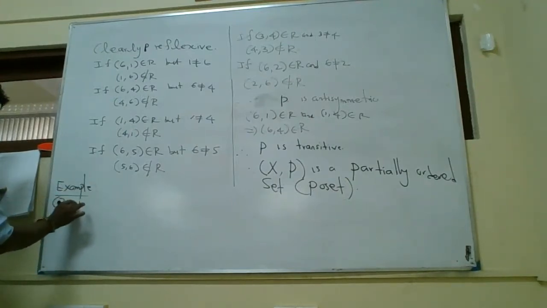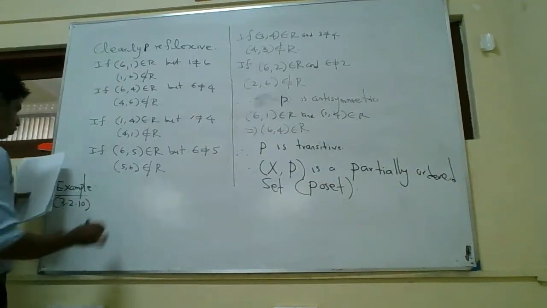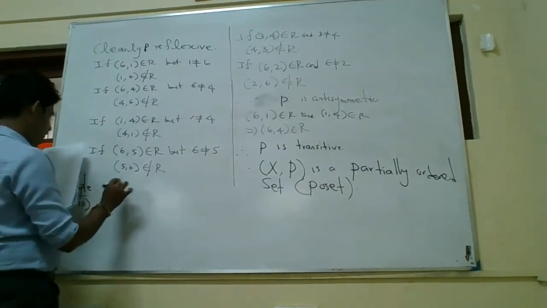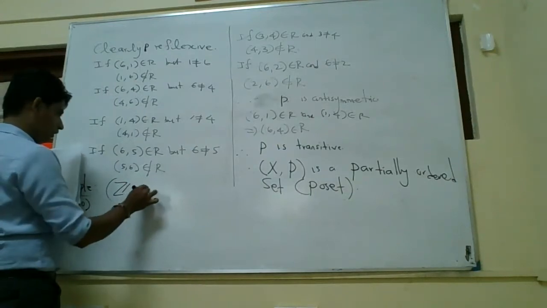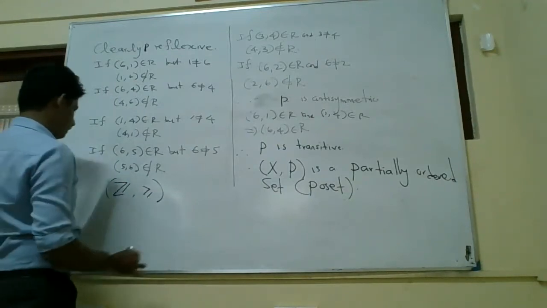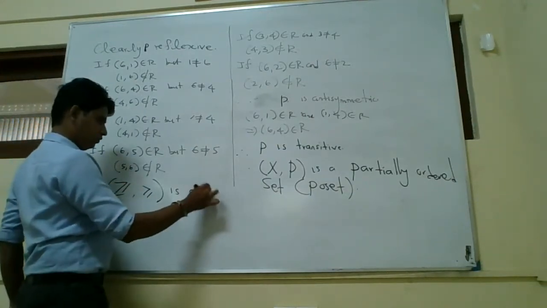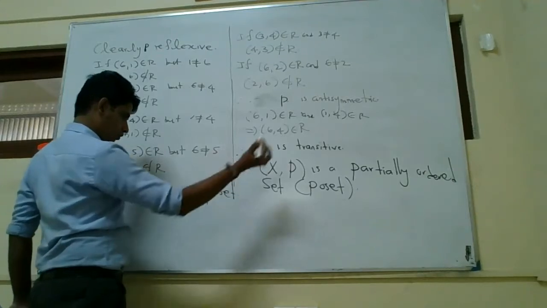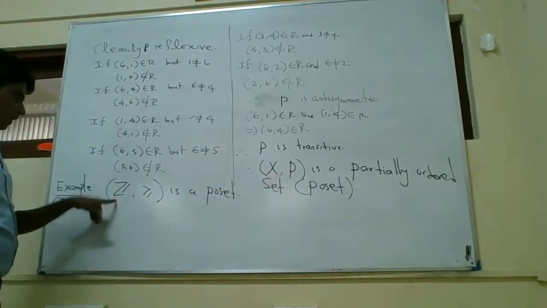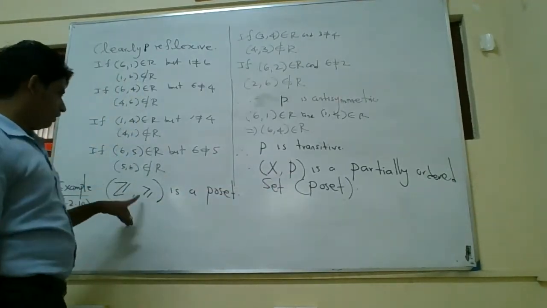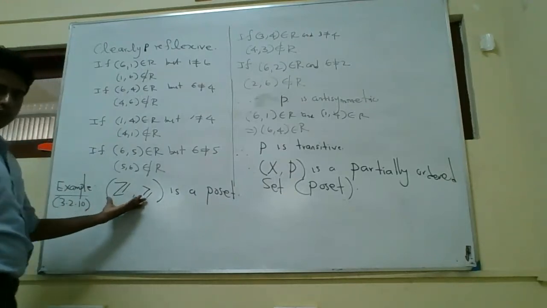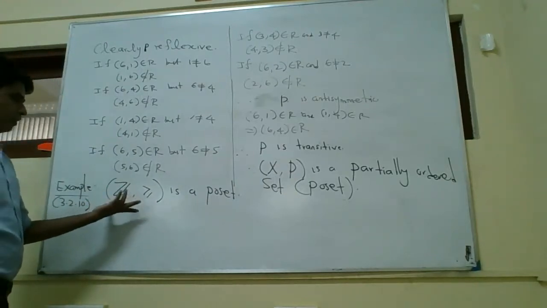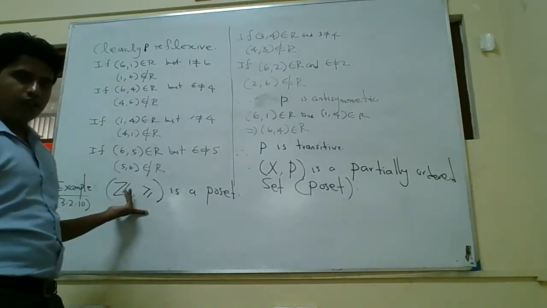Example 3.2.10. You want to show that in the set of integers, with the relation greater than or equal to, this is a poset. You want to check that it is reflexive, antisymmetric, and transitive.